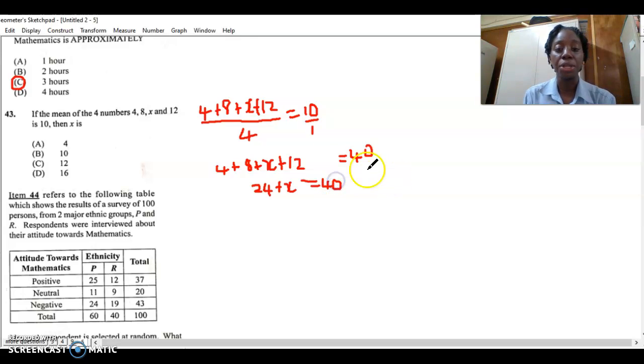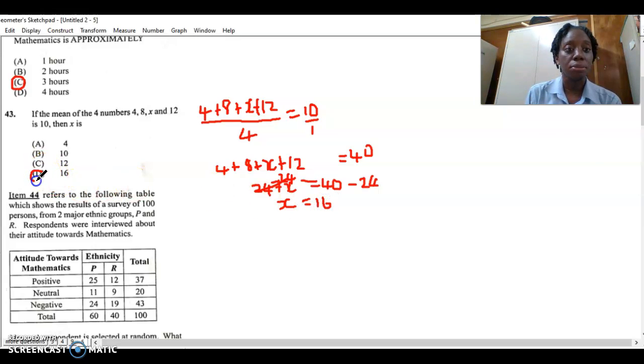So remember, your equation must be balanced. So 24 plus x is equal to 40. We need to solve for x. Now currently on the left hand side, we have 24 being added to x. So therefore we need to subtract 24 from both sides. So 24 minus 24 is 0. So I'm left with x on the left hand side. And 40 minus 24 is simply 16. So therefore x is equal to 16, and our answer is D.